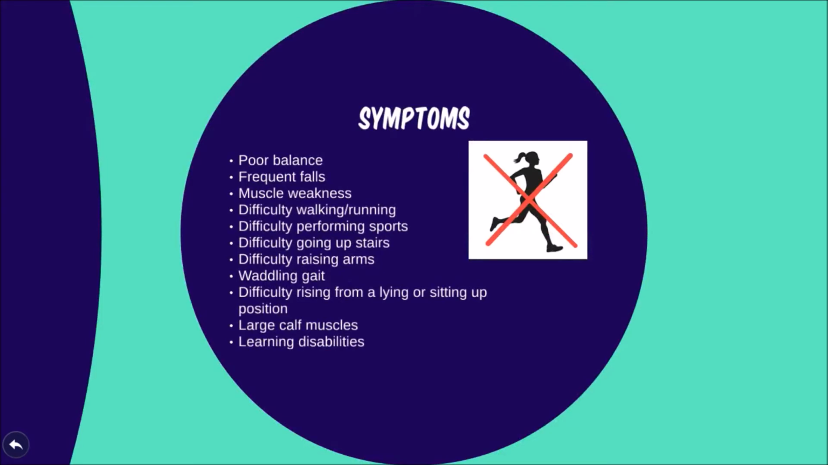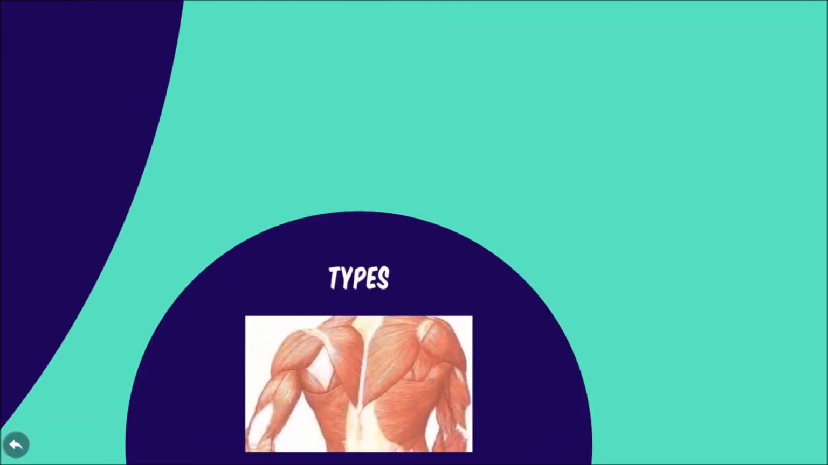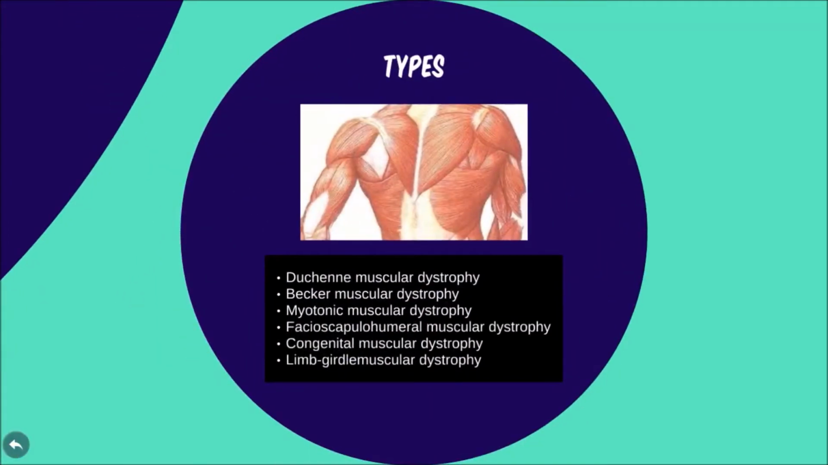Some of the symptoms of muscular dystrophy include poor balance, frequent falls, muscle weakness, difficulty walking and running, and many more. There are several different types of muscular dystrophy, including Duchenne muscular dystrophy.